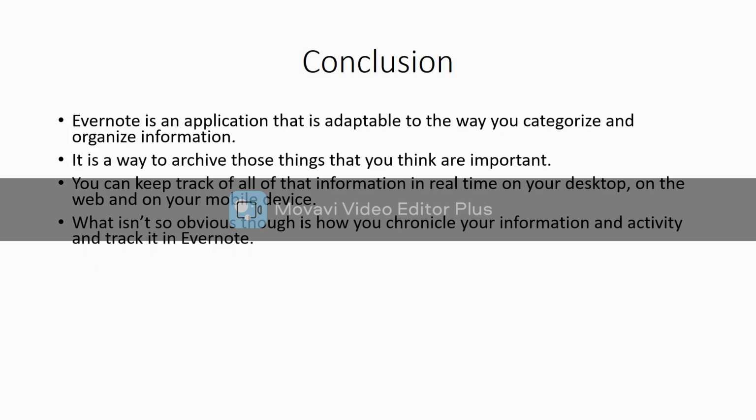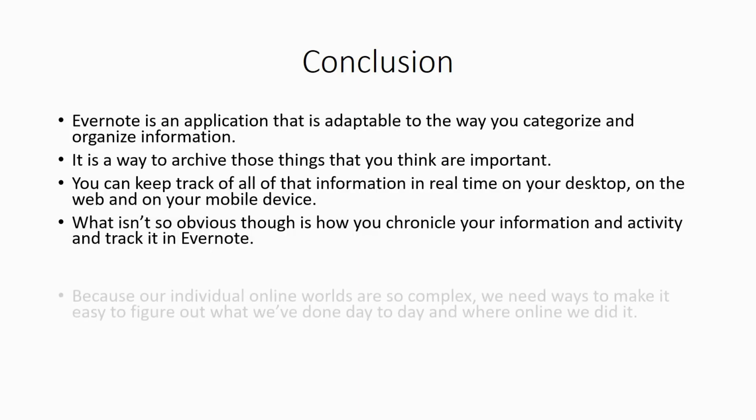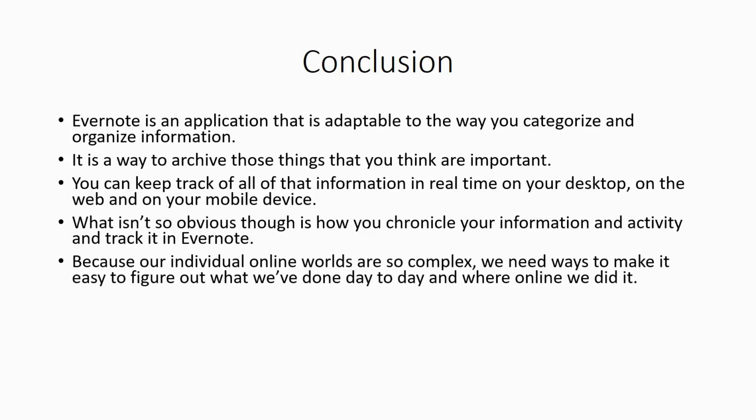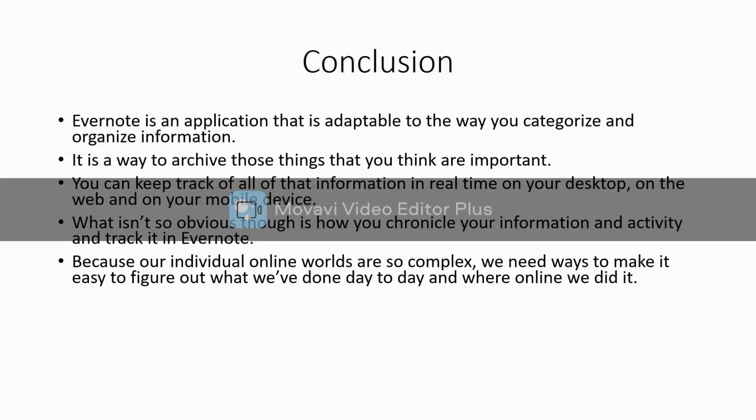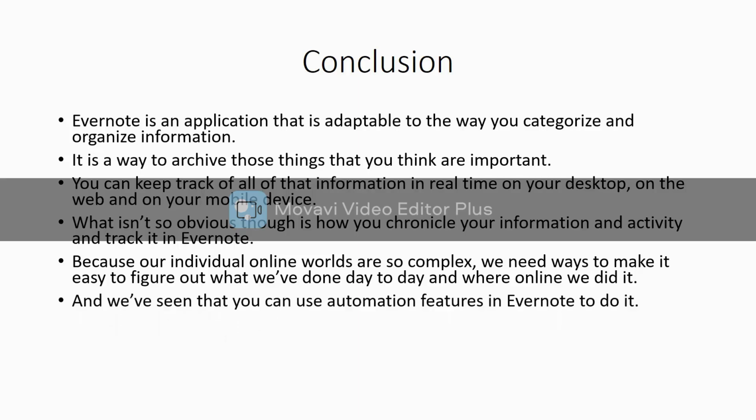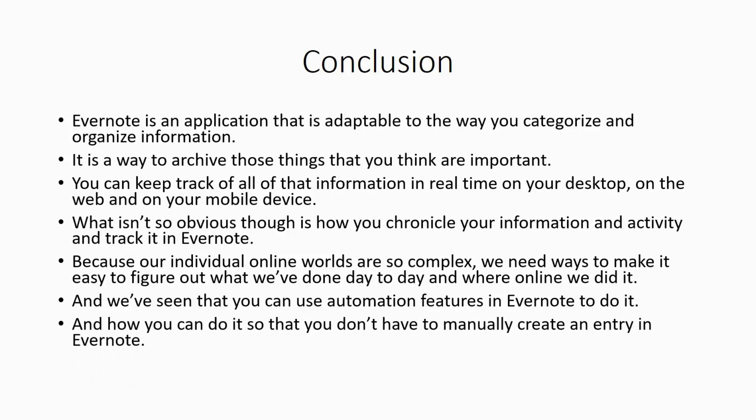What isn't so obvious though is how you chronicle your information and your activity and also track that activity in Evernote. Because our individual online worlds are so complex, we need ways to make it easy to figure out what we've done day to day and where online we've actually done it. We've seen in this course that you can use automation features in Evernote to do that, and how you can do it so that you don't have to manually create an entry in Evernote.